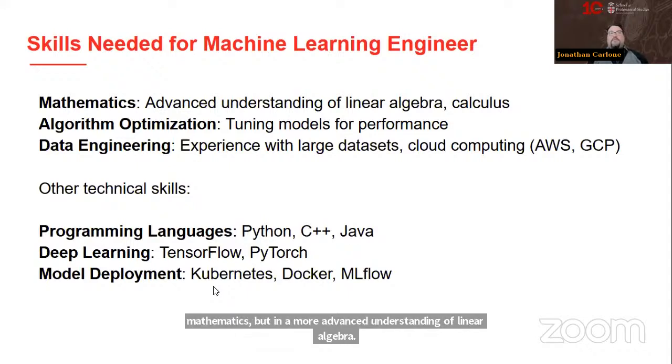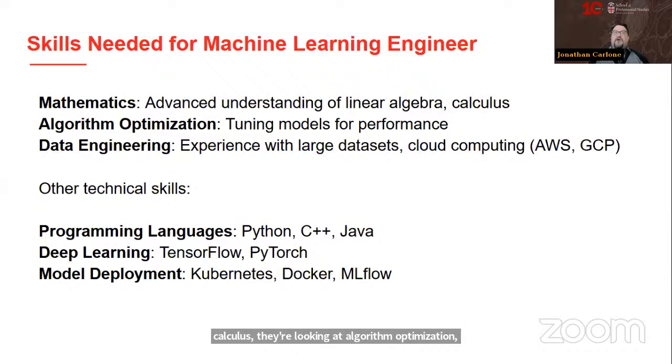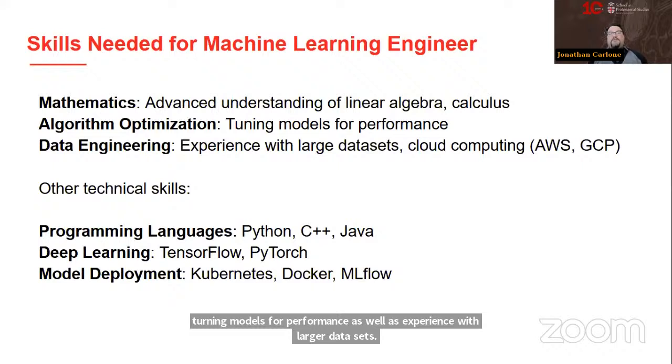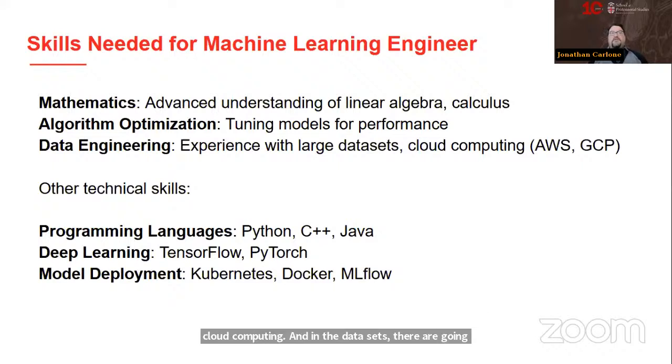They're looking at algorithm optimization, tuning models for performance, as well as experience with larger data sets and cloud computing. And in the data sets, there are going to be some things that you'll be able to do in this class using data and data sets. Technical skills are going to be Python, C++, Java. Deeper learning is PyTorch, as well as Docker and MLflow for model deployment. So this is a little bit of the overview of the differences between data scientists and machine learning engineers.